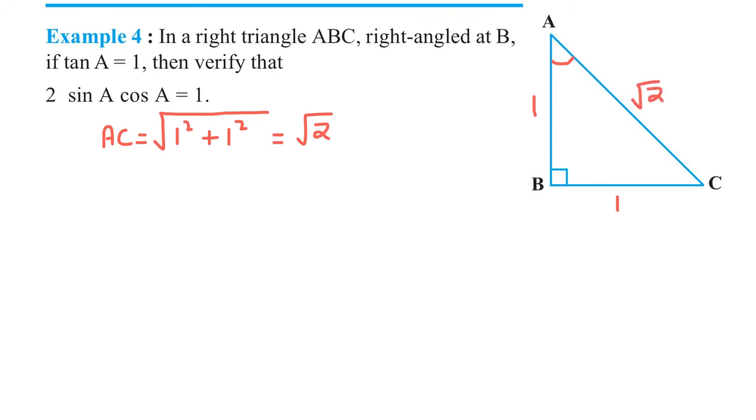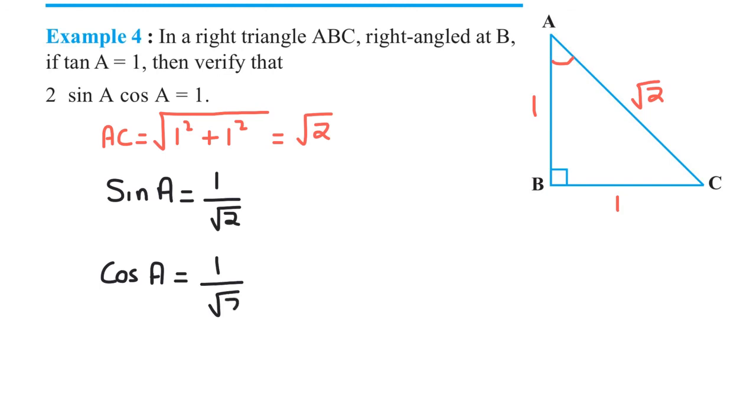Now, what is going to be sine A? Sine A is opposite over hypotenuse. Opposite of angle A, BC, which is 1, over hypotenuse, which is root 2. What is cosine A? Cosine A is adjacent side over hypotenuse. Adjacent side is 1. Again, hypotenuse is root 2.